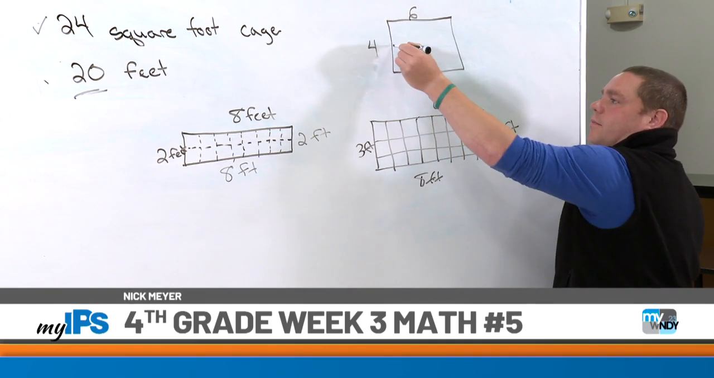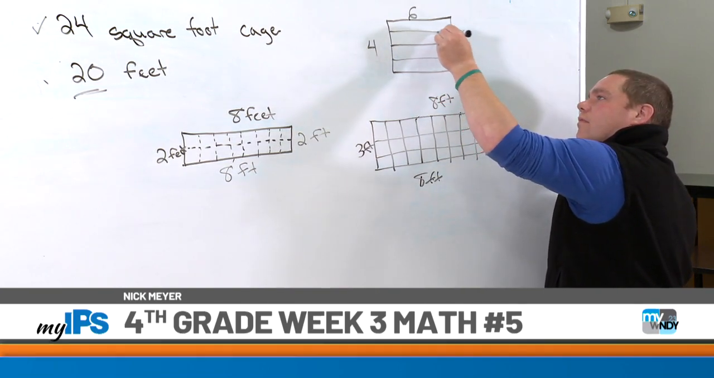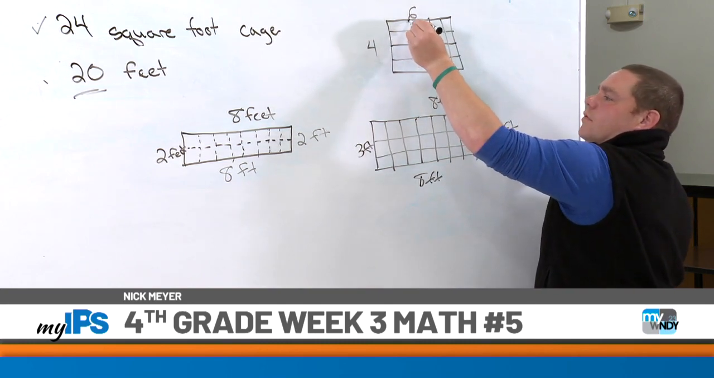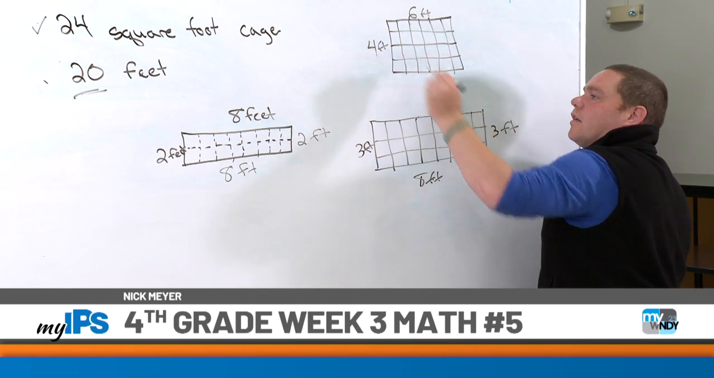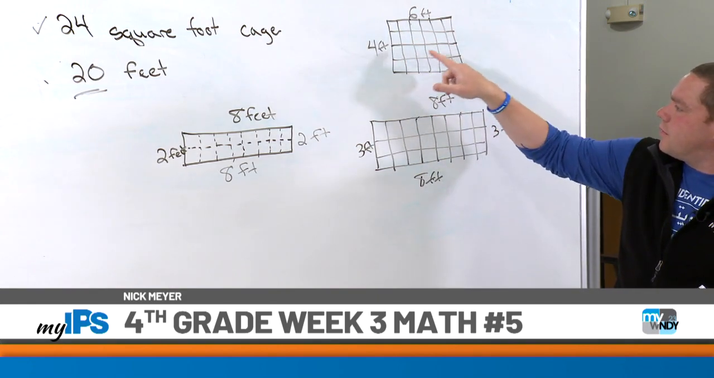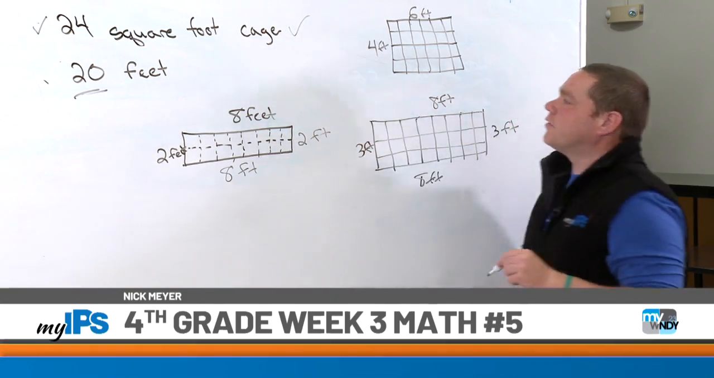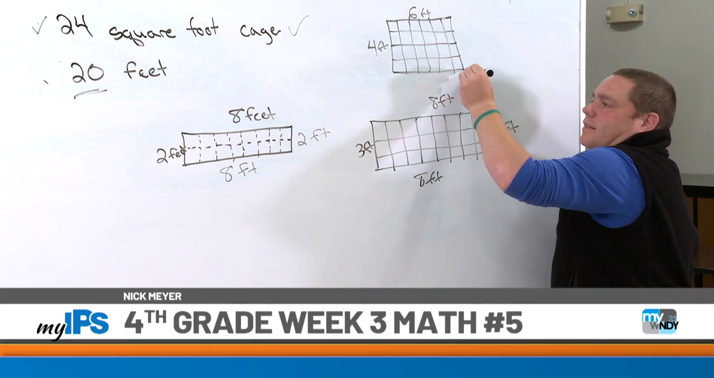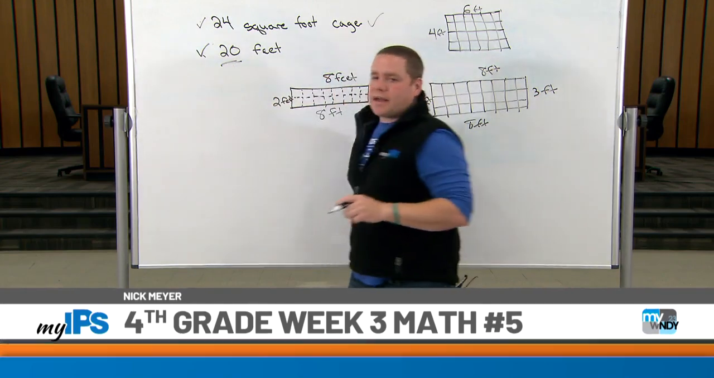If I try 6 by 4, 6 feet by 4 feet, there's 6, 12, 18, 24. So I've got the 24 square foot cage. Is that 20 feet gonna work? 6 by 4 is 10. 6 more, 16 plus 4 is 20. So now I've made both categories work.